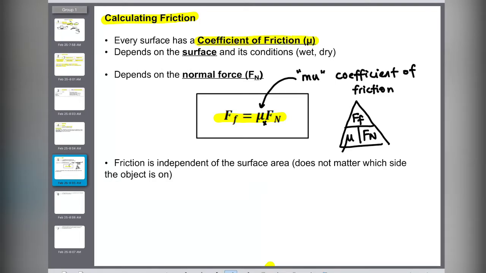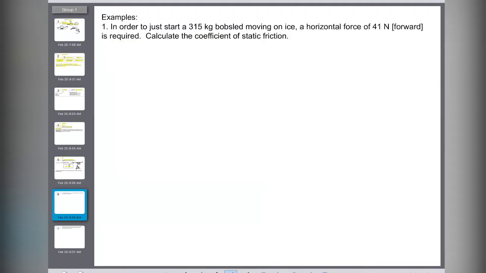Every surface has a coefficient of friction. And it's different between dry and wet surfaces. It all depends on, say, asphalt with rubber. It's going to be different with ice with rubber. Like when we're in an icy situation, the force of friction becomes a lot less. The reason for that is the coefficient of friction is changing. Okay, so let's see how we do this.